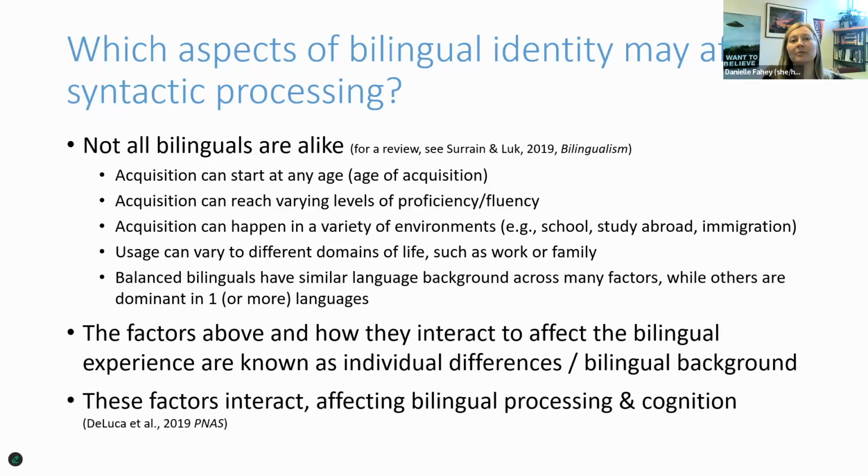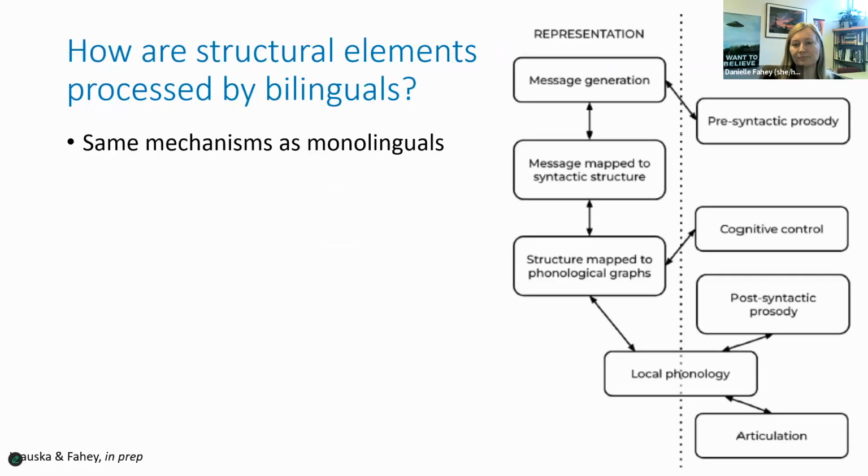And it's not merely just bilingual identity or behavioral measures. We can also see this variety of factors affecting our neurophysiological measures. So how might this be represented in a model of second language acquisition or processing? How are the structural elements processed by the bilinguals?